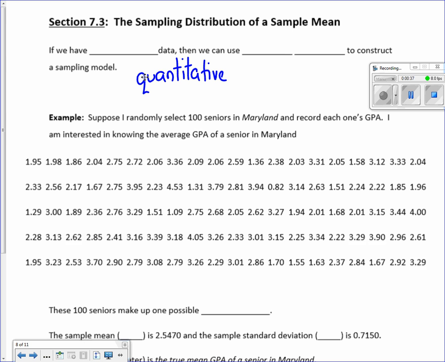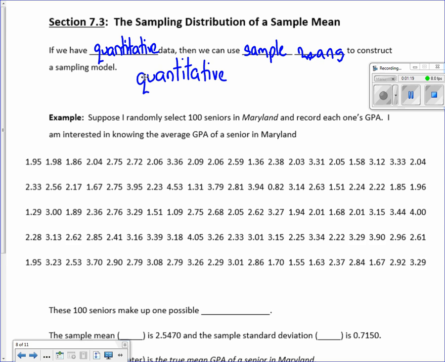If we have quantitative data, we can use sample means to construct a sampling model. So, for example, say I randomly select 100 seniors in Maryland and record each one's GPA. I'm interested in knowing the average GPA of a senior in Maryland.